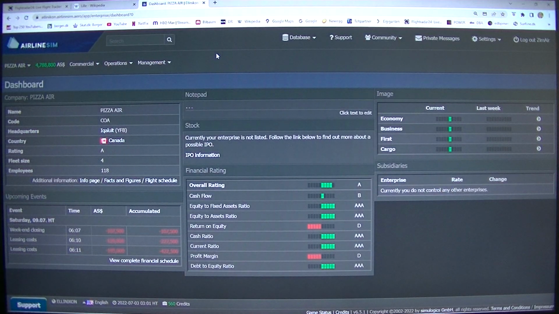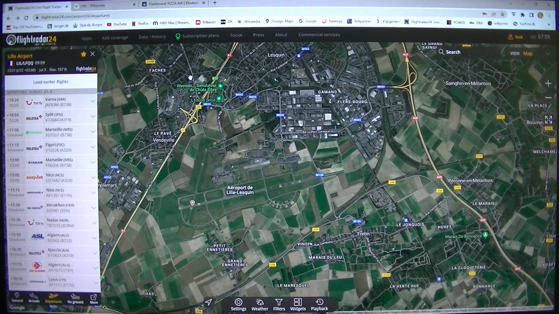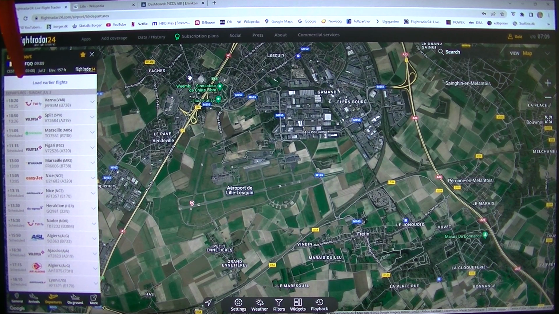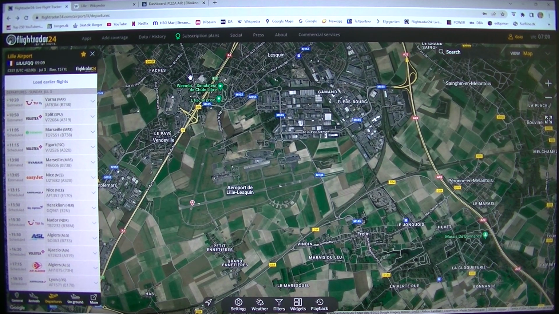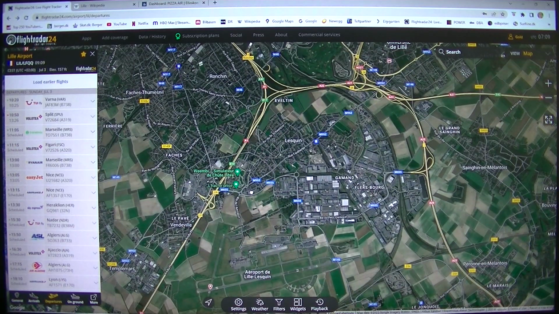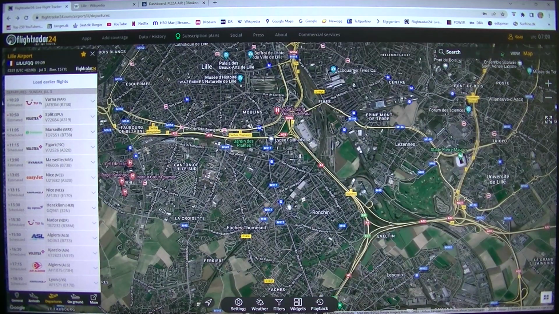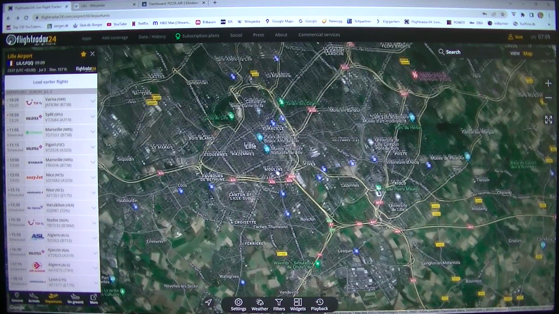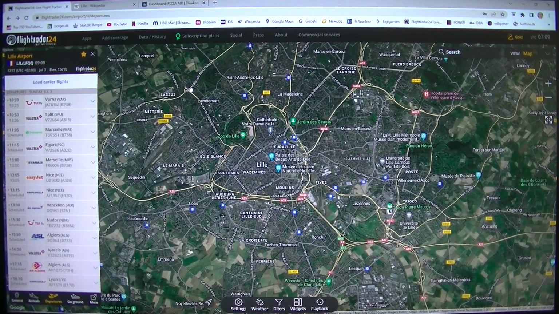And I still have my airline sim open. I put my computer to sleep tonight. But that's a departure there for Varna or Split in a little bit more than 1 hour. But this is the Lille city there, this French city, Lille.